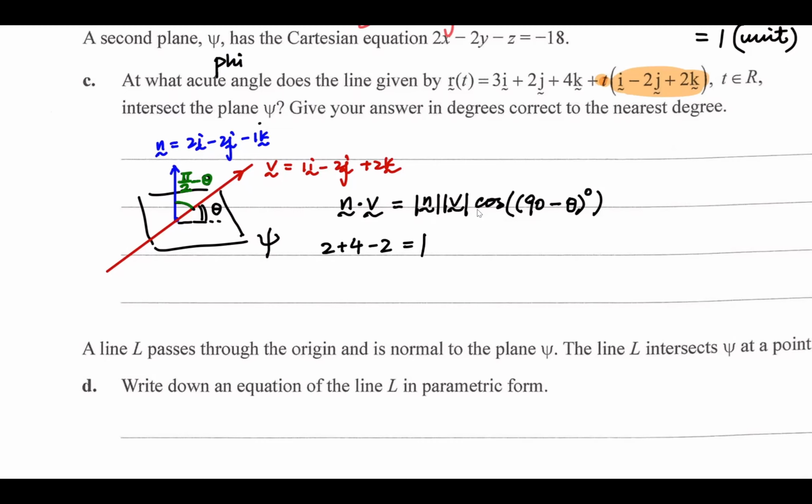The magnitude of the first vector is going to be square root of 9. The magnitude of the second vector is also square root of 9, times cosine of 90 take away theta in degrees. So I'm going to solve this equation, for example, 4 equals 9 cosine of 90 minus theta degrees, and see what I get.